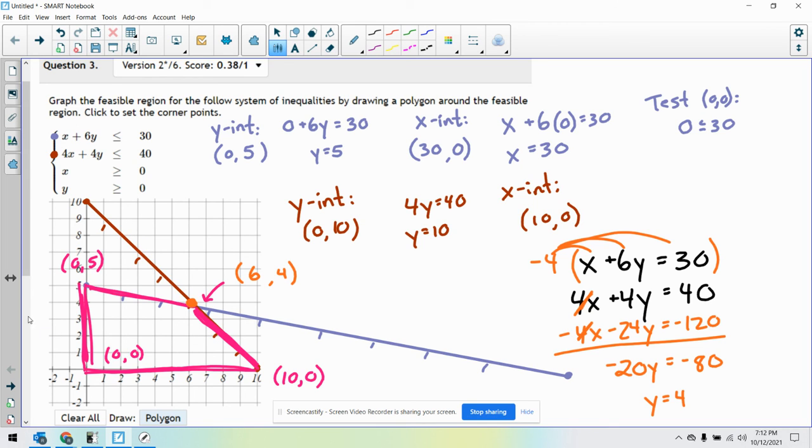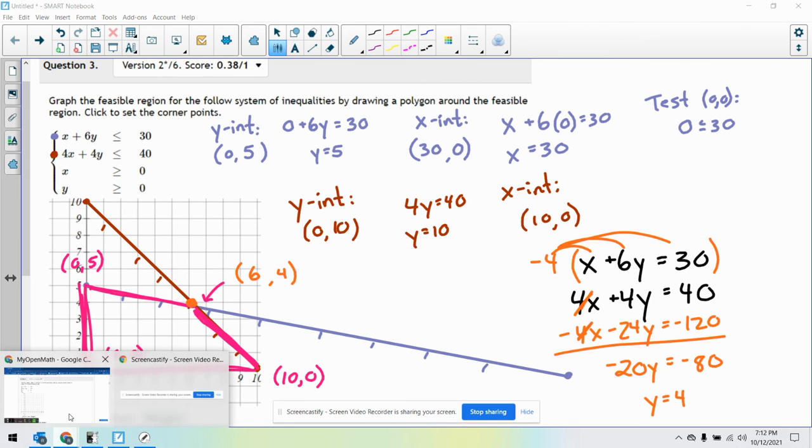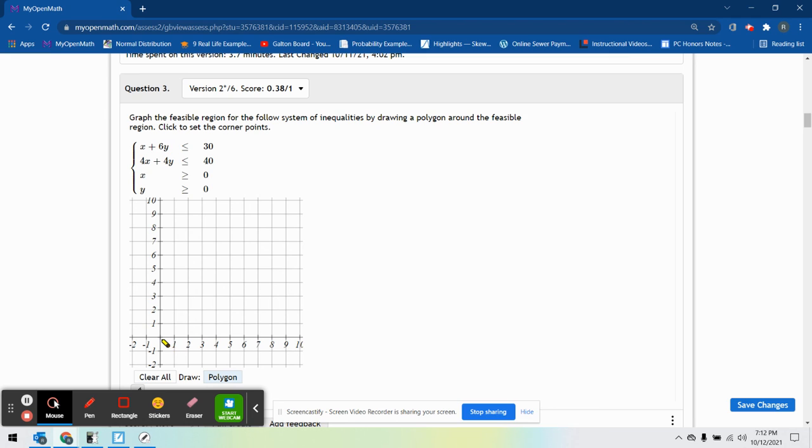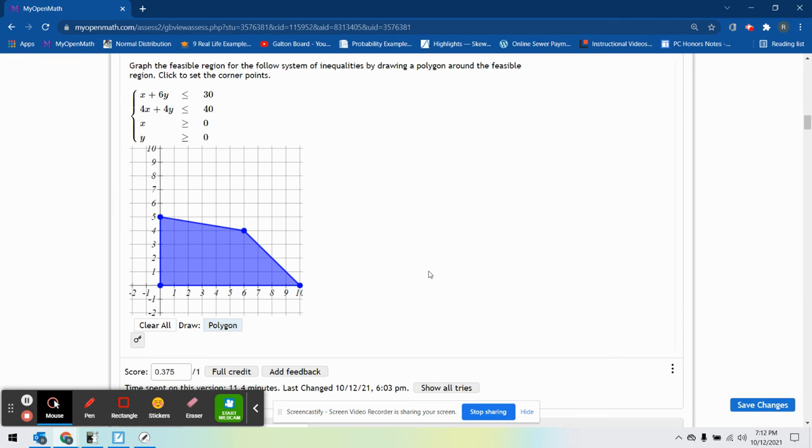So this is the polygon we're going to graph: (0, 0), (0, 5), (6, 4), (10, 0). Just to show you what that looks like. (0, 0), boom. (0, 5), (6, 4), (10, 0), back to (0, 0). There you go. And that's going to be your answer.